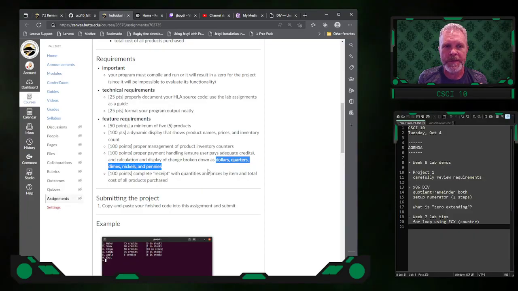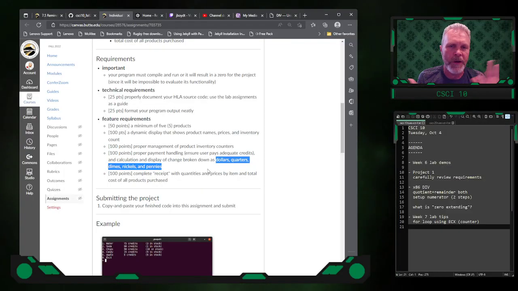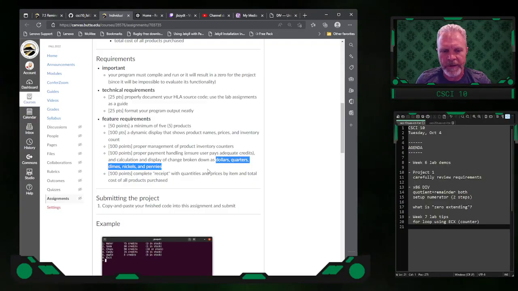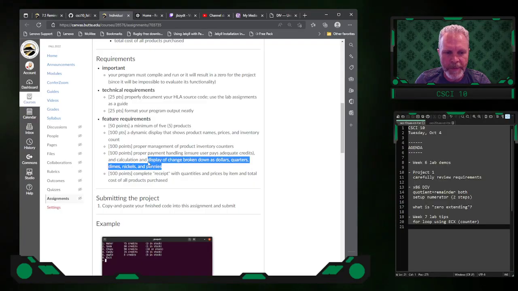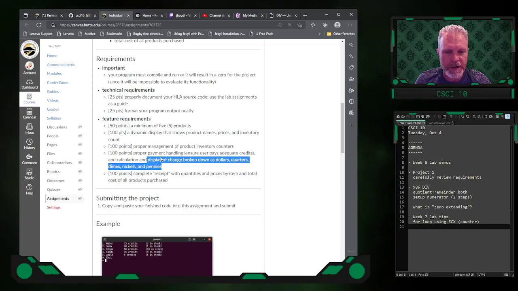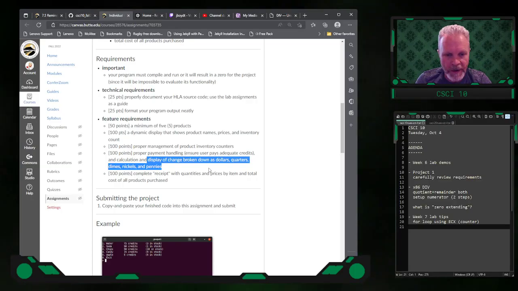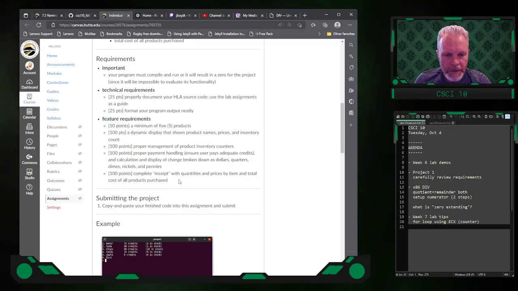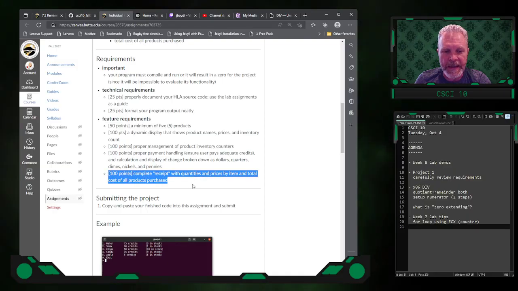You should handle all of it, because maybe I'll overpay by a lot just to see if I get the proper change all the way down from dollars. And then finally, a receipt at the end.